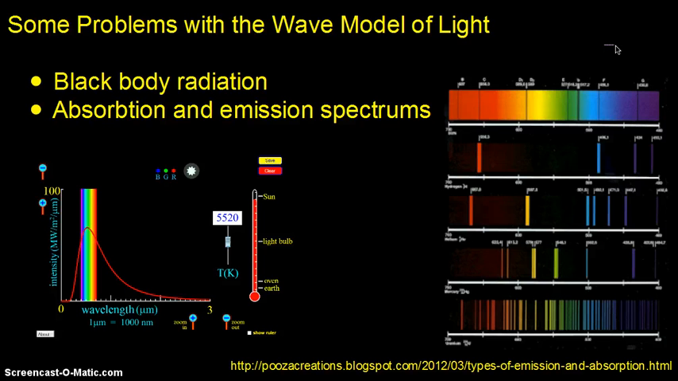Early on in the 20th century, physicists realized there were some problems with the wave model of light. One of those problems was that whenever an object has a certain temperature, it always has a certain characteristic spectrum called the black body spectrum associated with it. Physicists couldn't find any way of using the wave model of light to fit this spectrum.